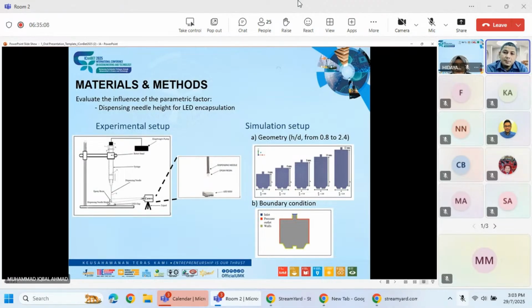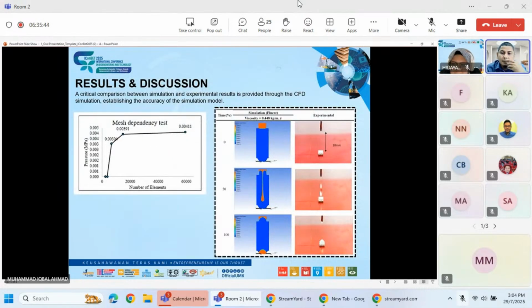For the simulation setup, we set up five different geometries with dimensionless values from 0.8 to 2.4. Then we give the boundary conditions and set up the governing equations. In this situation, I'm using laminar flow. Apart from that, we use a UDF, user defined function, to mimic exactly the real parameters during the experimental work.